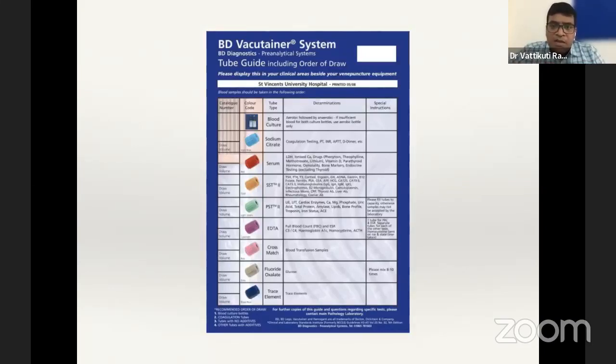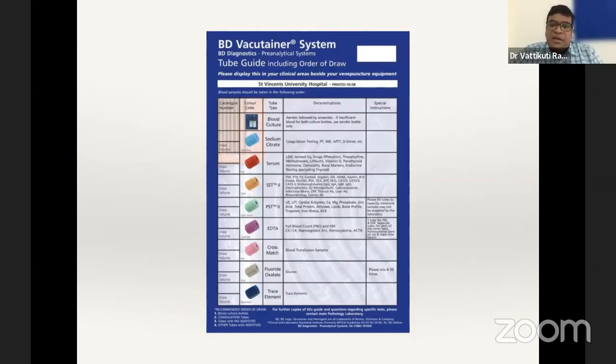Okay, and the other is the SST Accutainer, that is serum separator, where you will be doing your thyroid hormone levels, digoxin, all this will be done on the yellow Accutainer. And the other is a plasma separator.